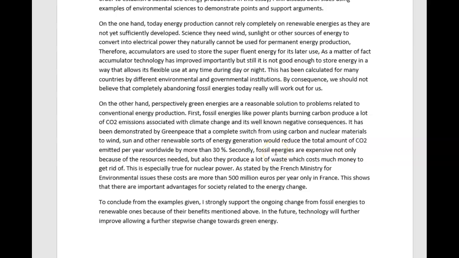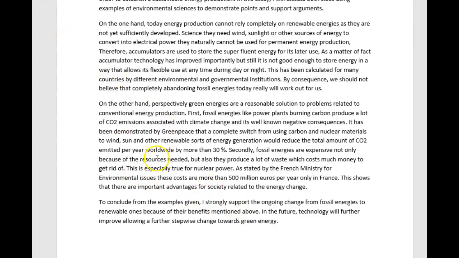fuels are expensive not only because of the resources needed, but also because they produce a lot of waste, which costs much money to get rid of. This is especially true for nuclear power. As stated by the French Ministry for Environmental Issues, these costs are more than 500 million euros per year only in France. This shows that there are important advantages for society related to the energy chain."